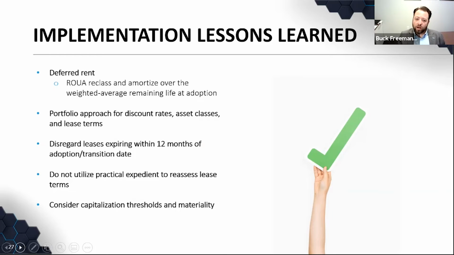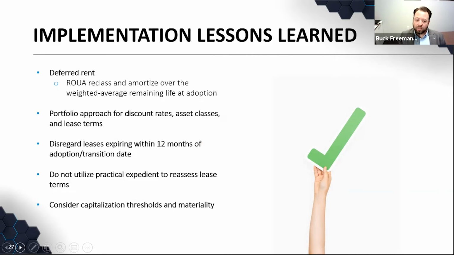and amortizing it over the weighted average remaining life of the assets that it represents. Typically equipment doesn't have escalating lease payments, and therefore you wouldn't have any deferred rent for equipment. So if you analyze your real estate portfolio and you see that the weighted average remaining useful life of your real estate leases at transition is 4.5 years, then I would reclass that deferred rent balance to the right of use asset as a contract asset, and I would amortize it over 4.5 years.